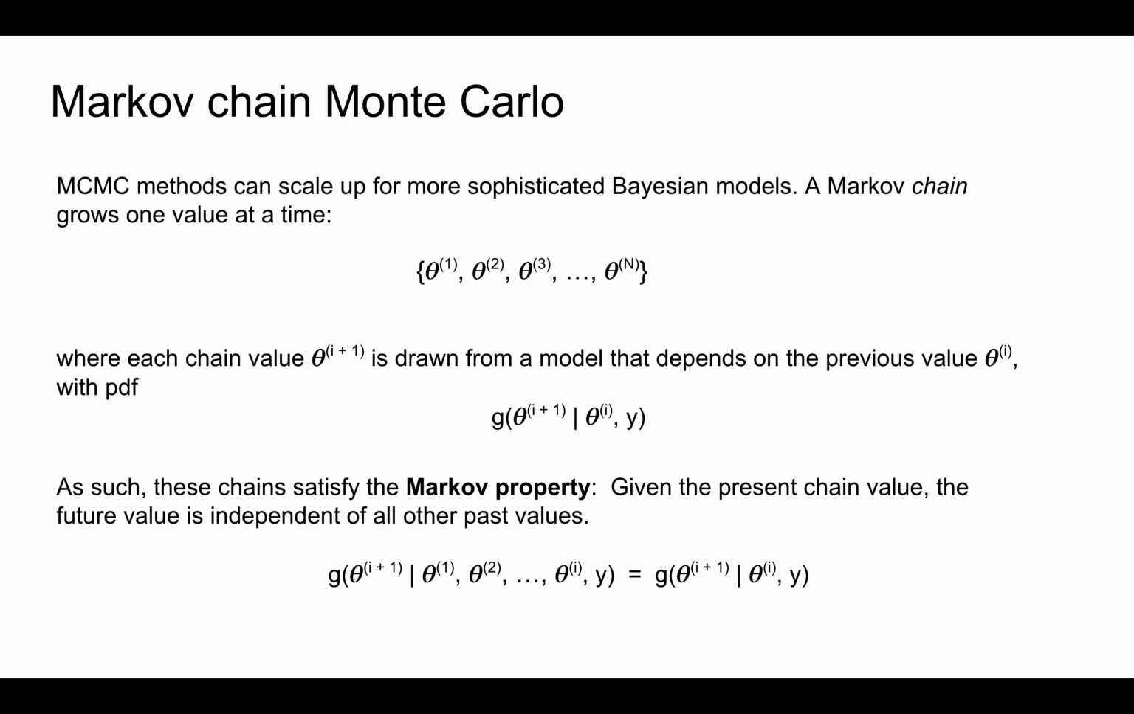This chain of dependence also satisfies the Markov property. That is, given the present chain value, theta i, the future value, theta i plus 1, is independent of all other past values. Or, in mathematical notation, if you tell me all of the past chain values, theta 1 on up to theta i, the model of the next value, theta i plus 1, depends only upon the previous value, theta i.